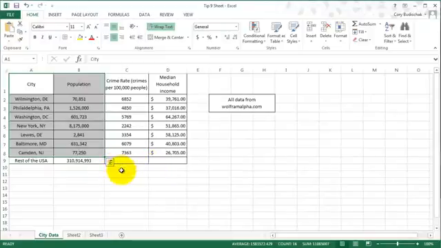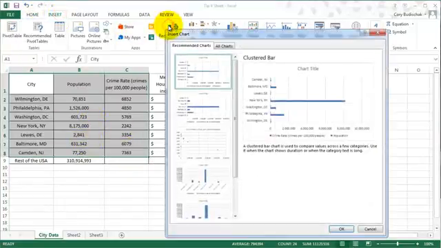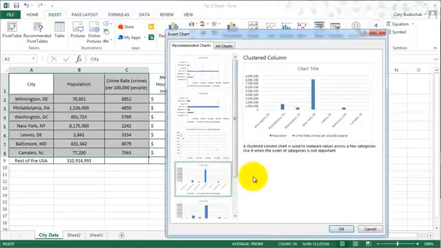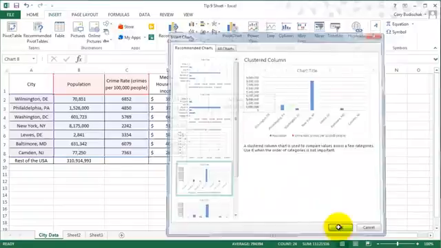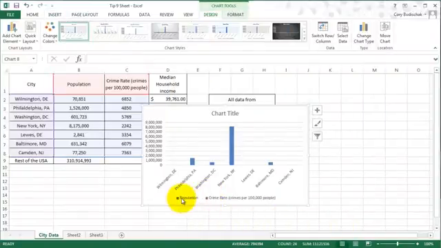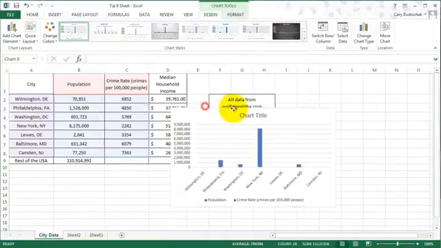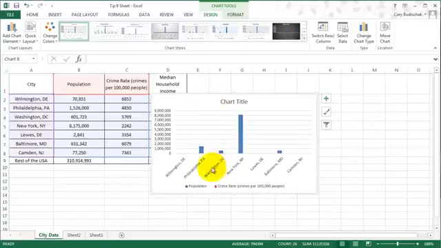But let's now do a secondary axis. What if I want to plot both of these on the same graph? So if again I go to Insert and Recommended Charts, let's go ahead and do a clustered column and see what happens. The problem is it has a population on there, but the population numbers are so much bigger than the crime rate that you can't really see both on the same graph.